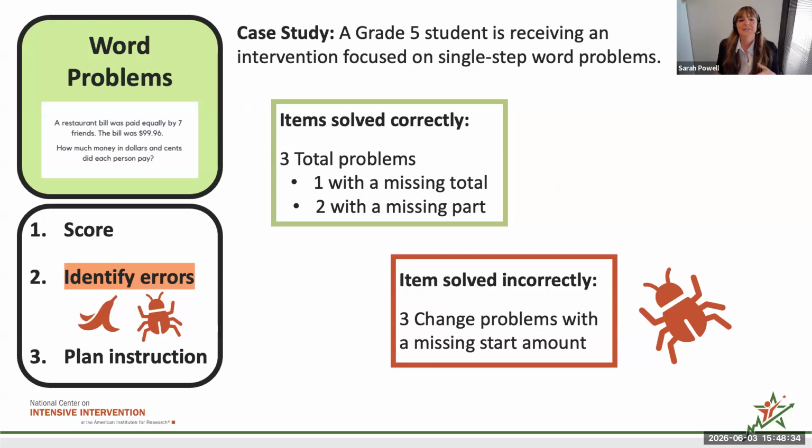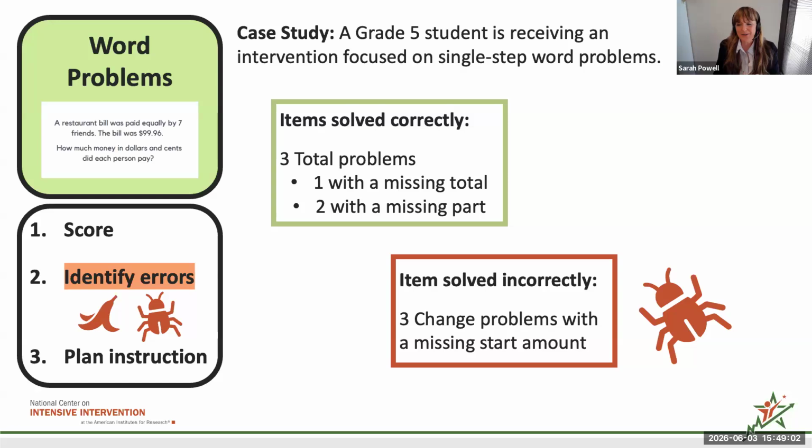So what we see is of the items that the student solved correctly, they solved 3 total problems correctly, 1 with a missing total and 2 with a missing part. So they have worked on problems where the answer to the word problem isn't always the last part of the equation. So they do understand that for total problems. But for change problems, they are really having some difficulty when they are working on those change problems with that missing start amount.